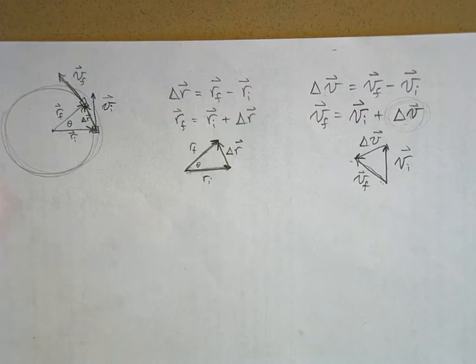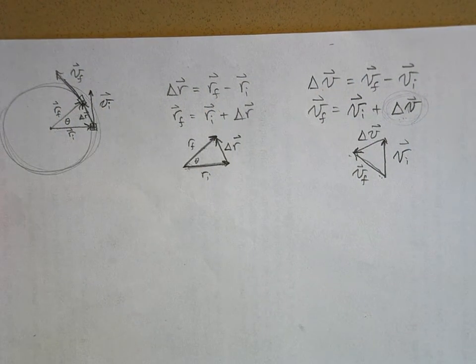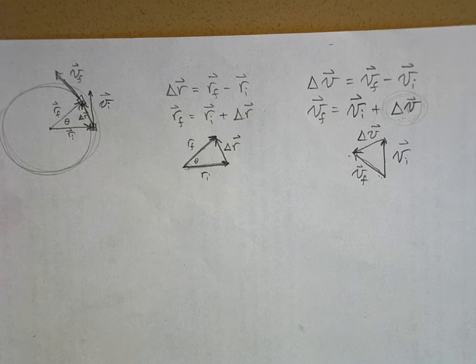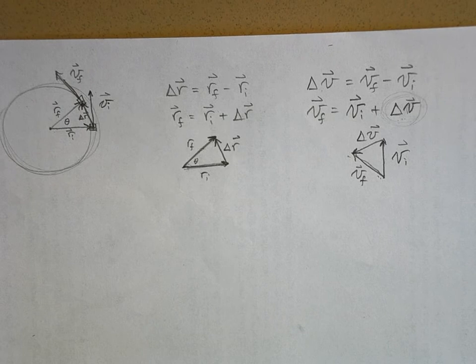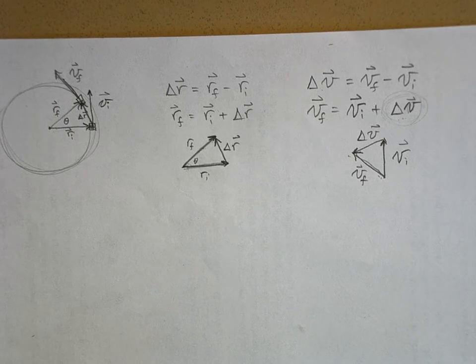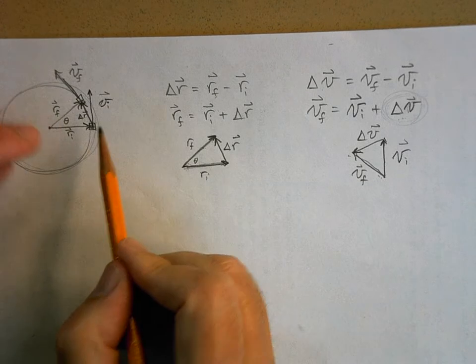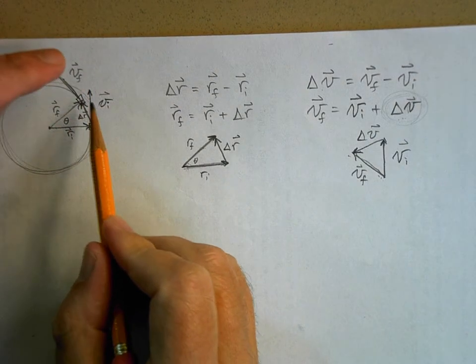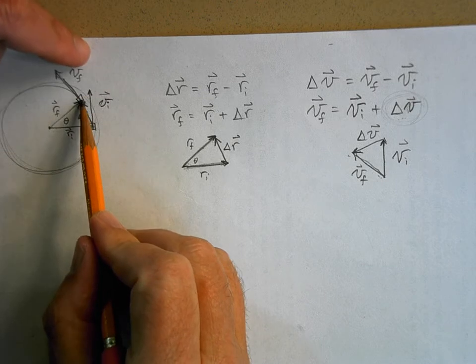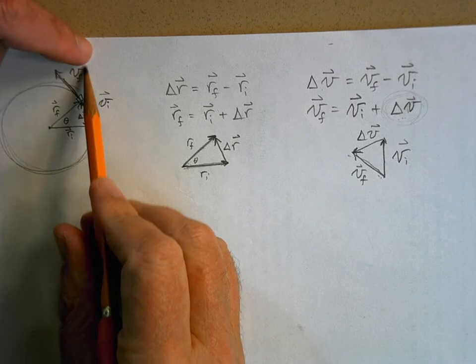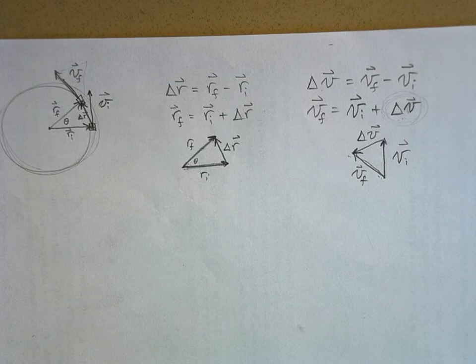Okay? Now everybody take a look at that. Let's pause for a minute and look at this and make sure you understand what I did. And if you don't, ask a question. I just said, look, this vector, if I took this initial vector and I put it right there, then delta V would be like that. Okay.